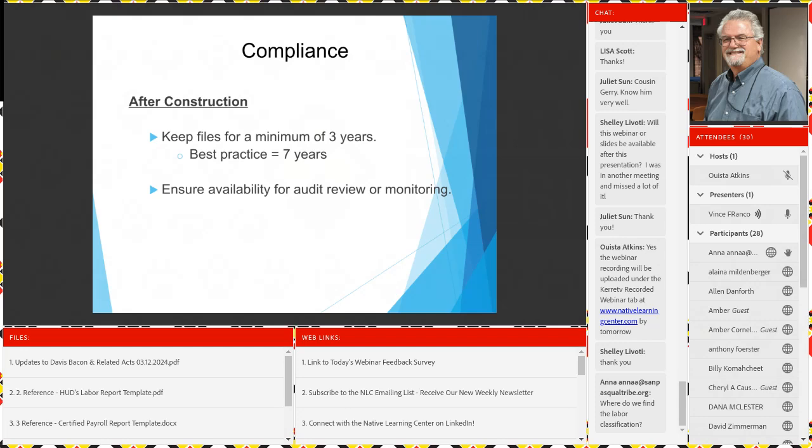Ensure availability for audit and review. Keep in mind, you're going to be audited for all of this stuff because you're using federal funds.